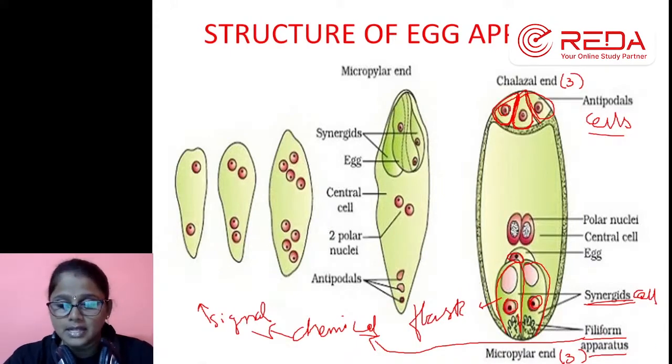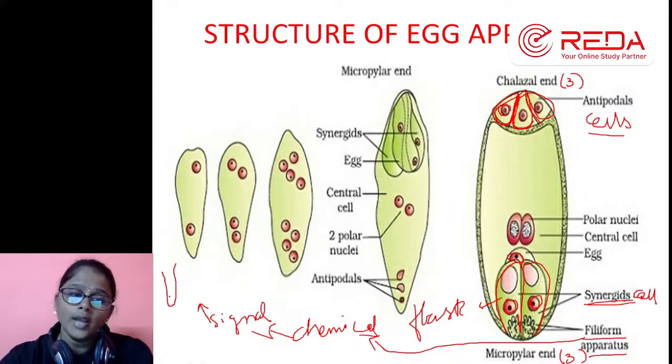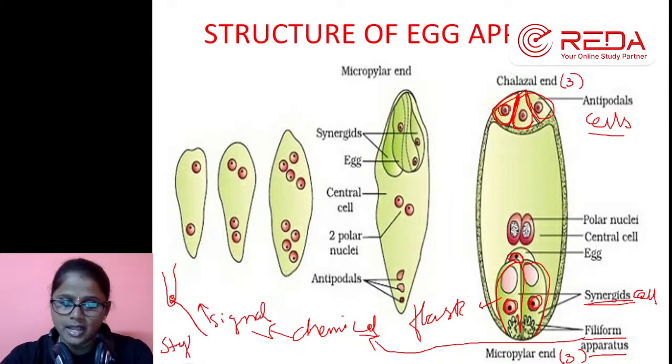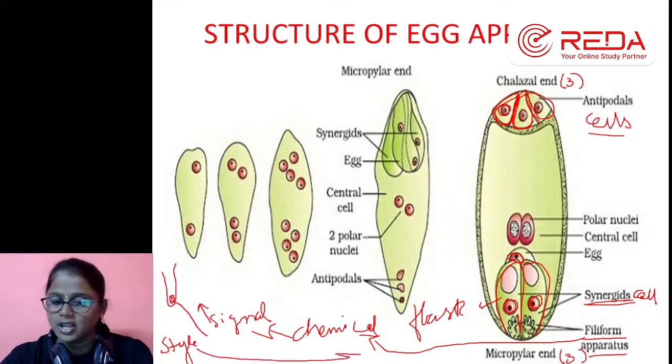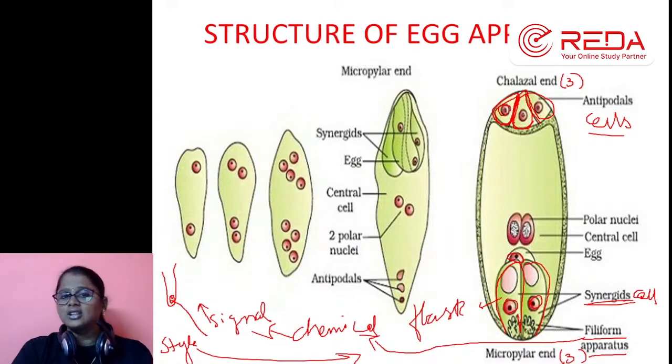So that chemical signal will be given by the filiform apparatus. And the vegetative cell in the pollen tube catches the signal correctly, and travels through the style to reach exactly the micropylar region. So the interaction between these two is creating the pollen pistil interaction.